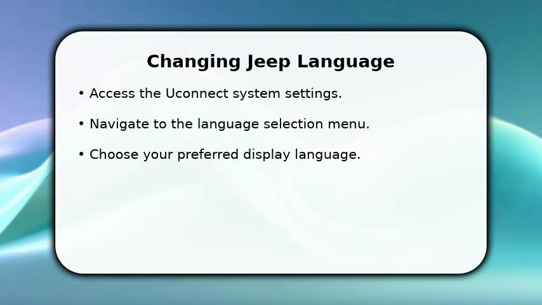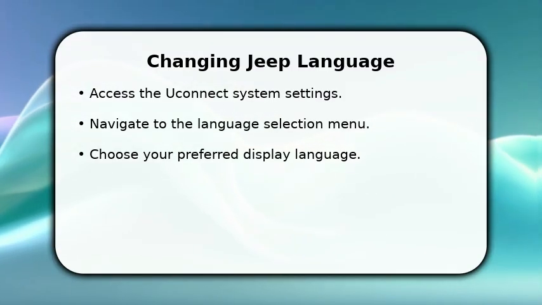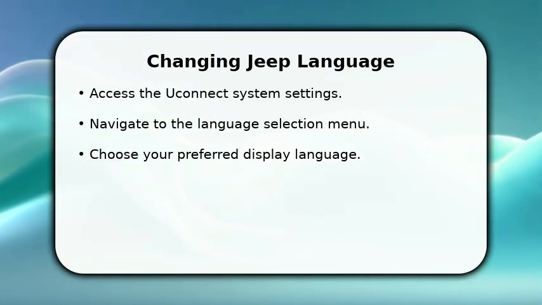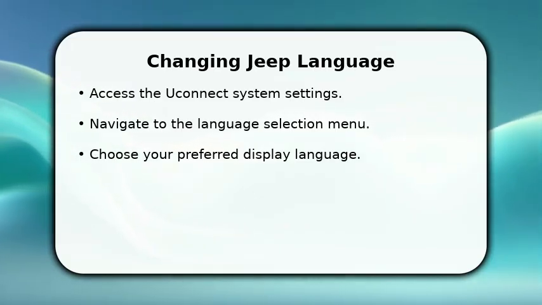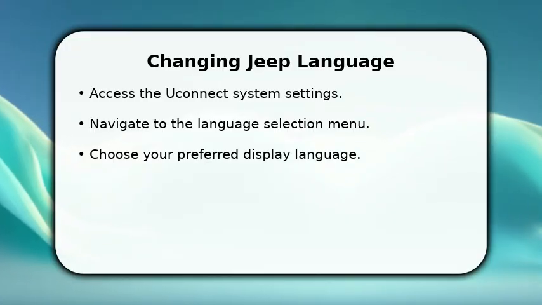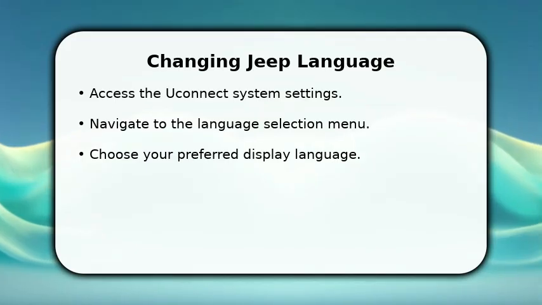In this video, I will explain how to change the language on your Jeep Grand Cherokee. First, locate your Uconnect system on the dashboard. You'll need to access the main settings to begin. Once in the settings, look for the option related to language or display. This process is straightforward and will allow you to customize your vehicle's interface to your preferred language, making your driving experience more comfortable and intuitive.